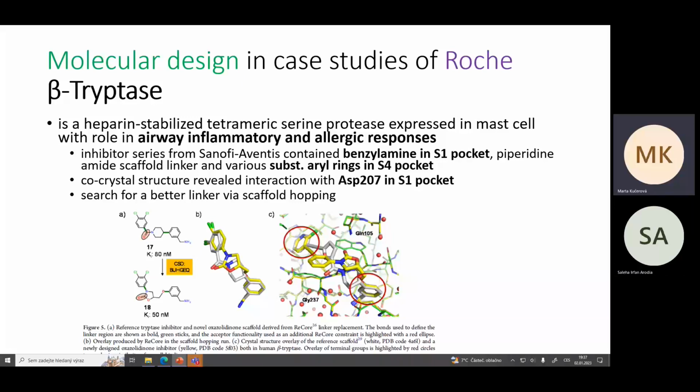And last but not least was the search for inhibitors of beta tryptase, which is a serine protease expressed in mast cells, and they can play a role in treatment of airway inflammation or allergic responses. So again, some active compounds because the 3D structure is known.